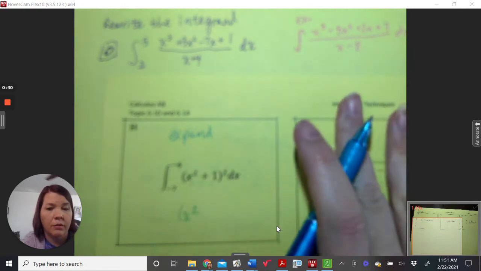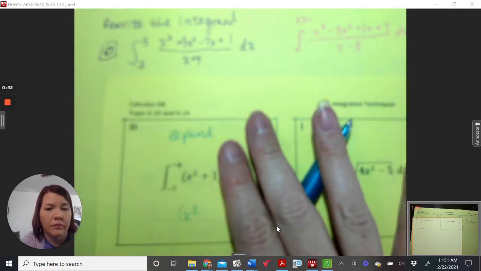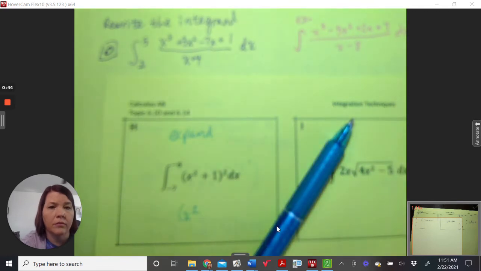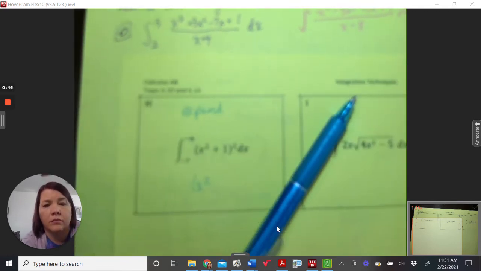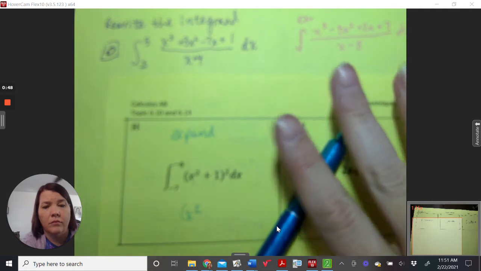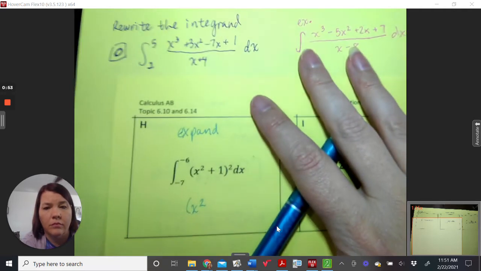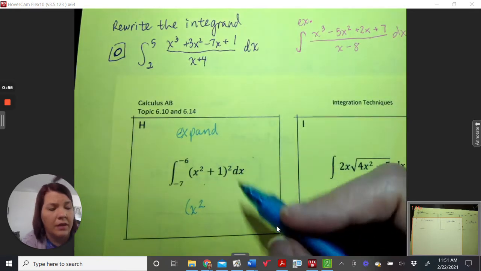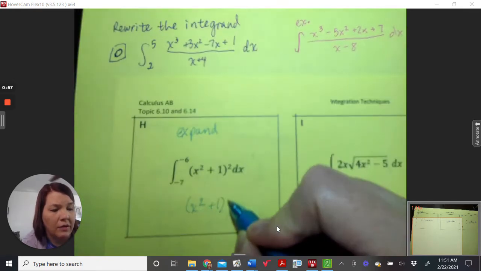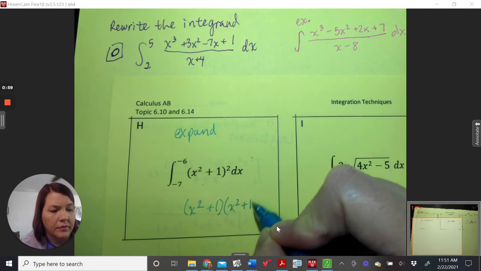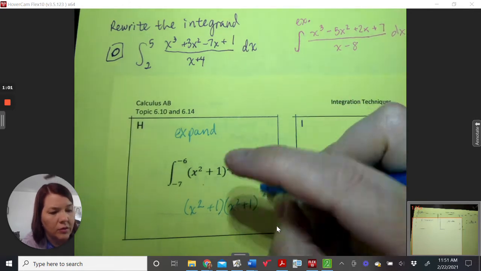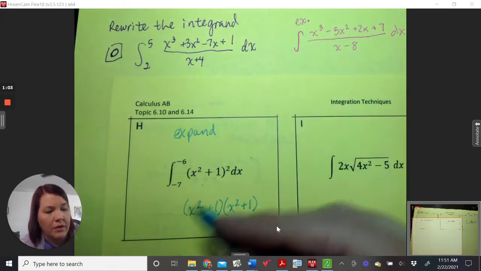That's really blurry. I'm going to expand that. I'm going to write it down twice because that's what the outside exponent says, because there was a 2 on the outside. I'm going to distribute, double rainbows.